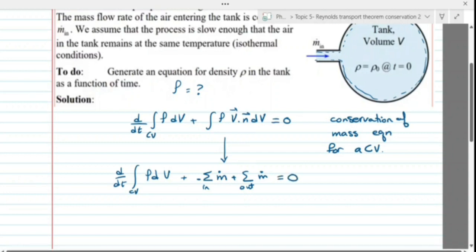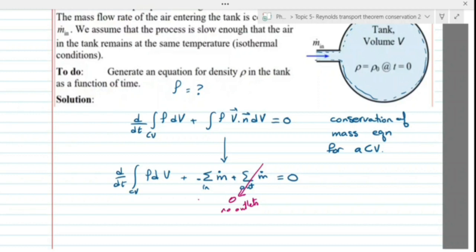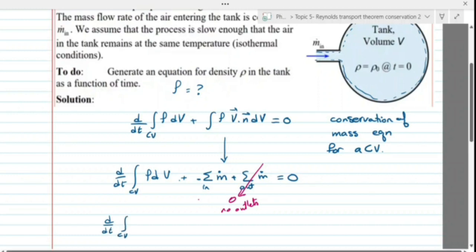We can see that for our defined inlets and outlets, I only have one inlet, we have no outlets, so now our equation is going to be reduced furthermore. So I will have now d by dt of the integral over the control volume of rho dV minus, I only have one inlet, so I can just write this as m dot in for the one inlet that I have.